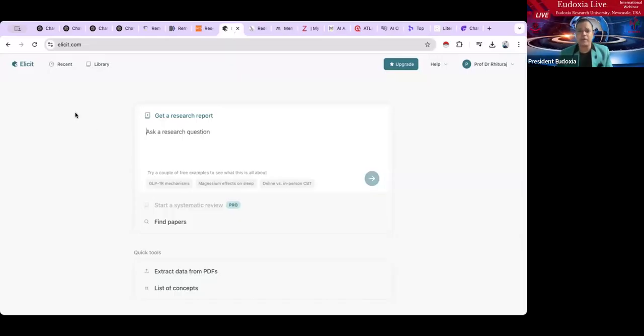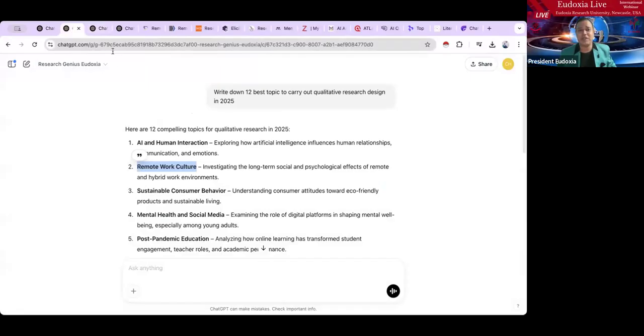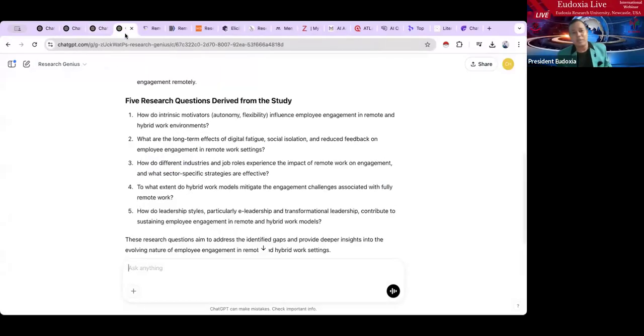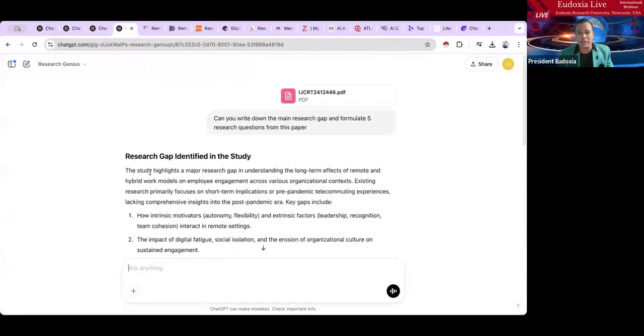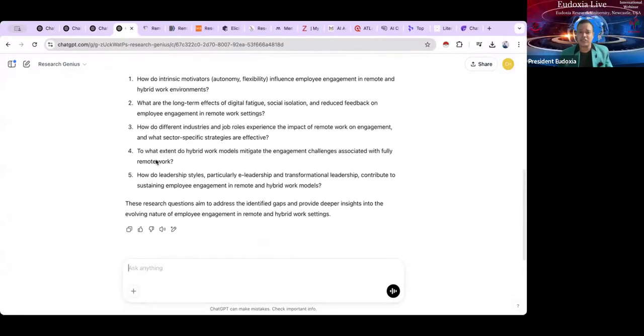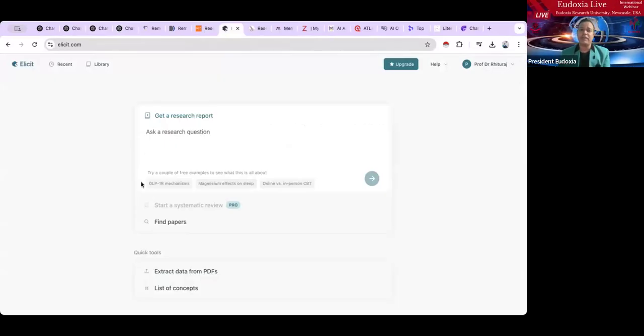It is very, very popular. You can go with finding out the paper. You can ask any question, but it is also available in our Research Genius. I am sharing it with you. So both things are there. We have uploaded the paper here. You can see Research Genius, and you can ask the question. Similarly, Elicit will also give you the answer.